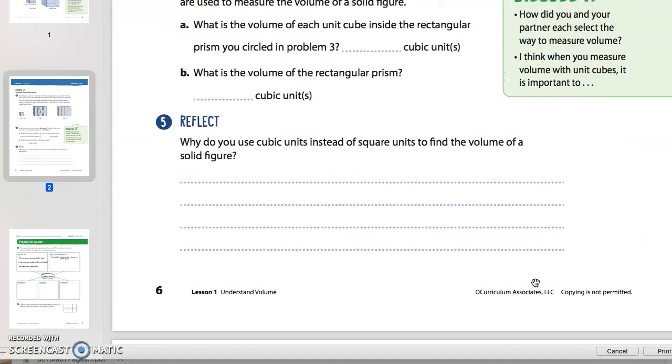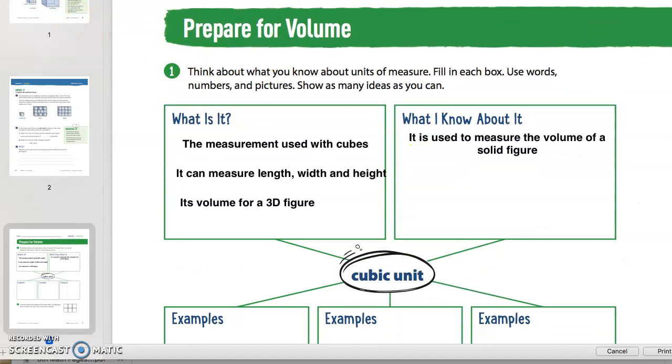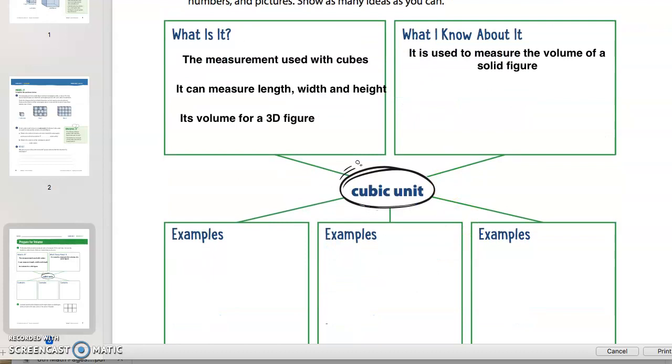It says, why do you use cubic units instead of square units? So we can add that to what we know about it. Mrs. Olson mentioned that it's a 3D object. So we can say it is used for 3D objects that are cube shaped. I don't want to say square because I don't want to get confused. So we're just going to say it's used for 3D objects that are cube shaped.